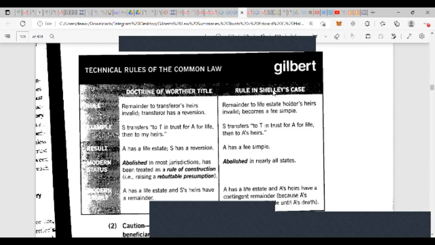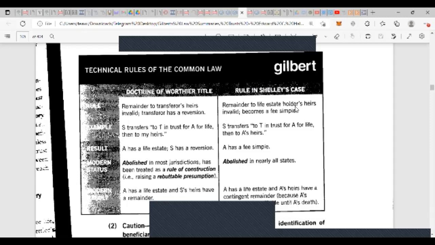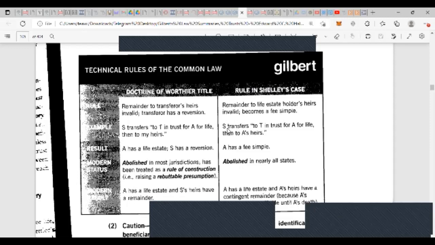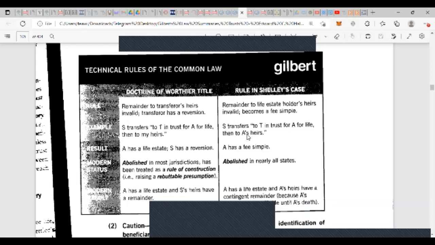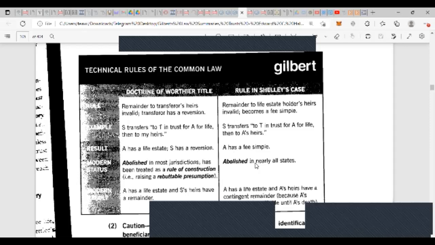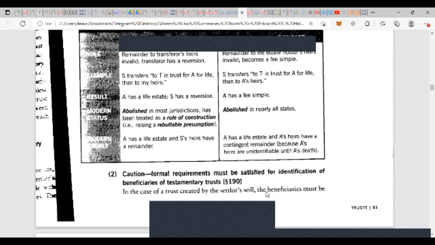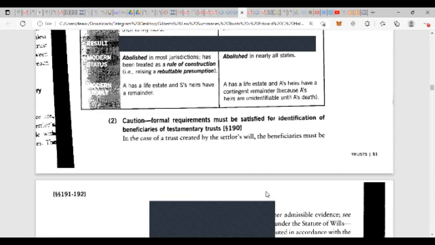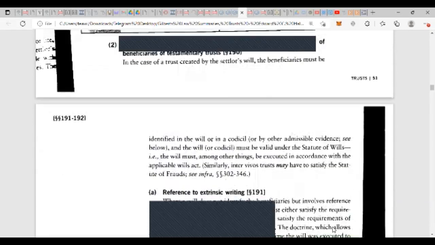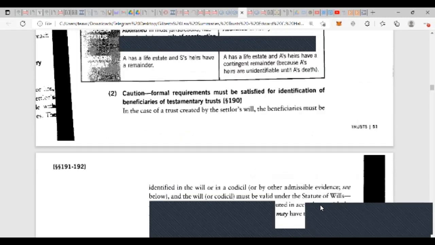So on the side of the rule in Shelley's case, the remainder to life estate holder's heirs is invalid and becomes a fee simple. If S transfers to T in trust for A for life, then to A's heirs, A has a fee simple, abolished in nearly all states. A has a life estate, and A's heirs have a contingent remainder because A's heirs are not identifiable until the death of A. I'm going to stop there reading, and I'm going to pick up when I come back for another recording.